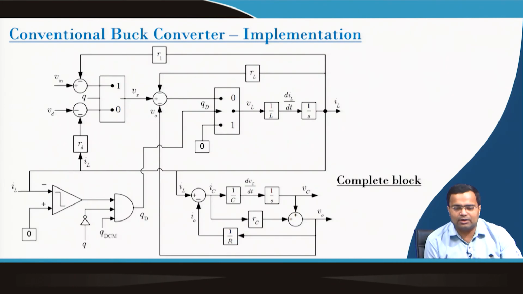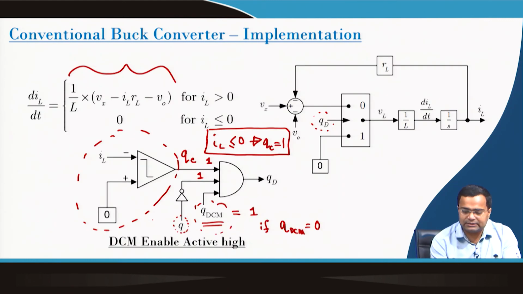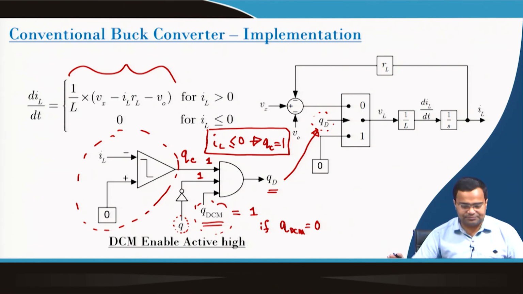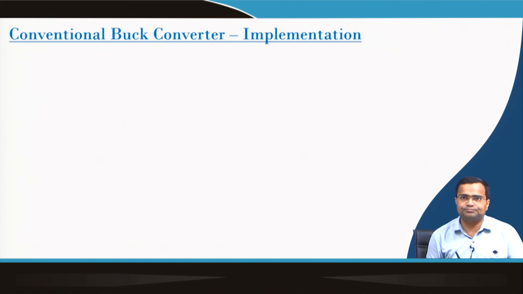Okay. So, with this block, how can we generate this QDCM? This block is generating QD, which is used for this purpose. That means, when QD is 1, the DCM is detected and enabled, then diL/dt will be 0 and the inductor will remain at 0 current. When this block is 0, it will take the regular operation, where the inductor current will rise or fall depending upon the switch condition. This is particularly when the current is above 0.